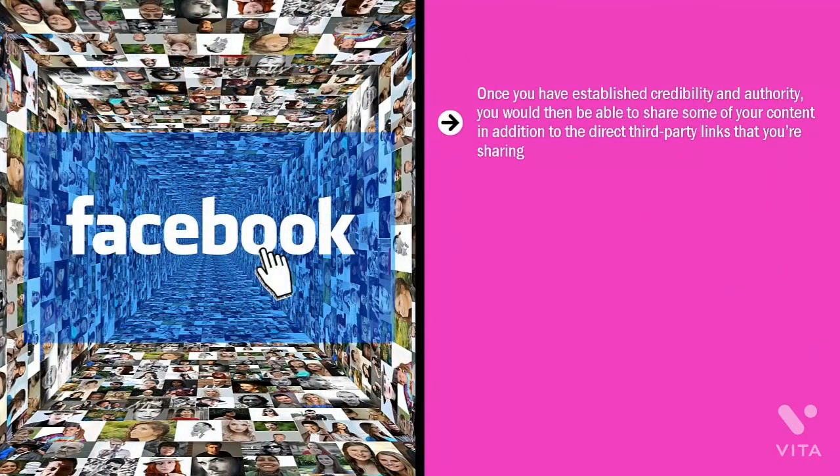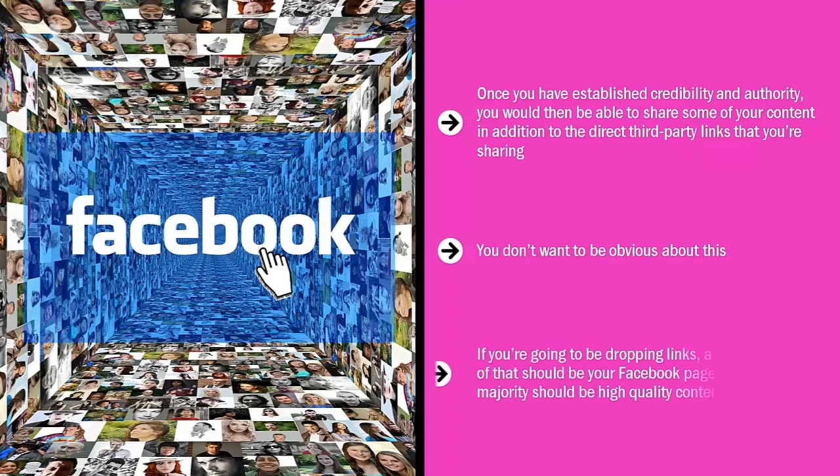Once you have established credibility and authority, you would then be able to share some of your content in addition to the direct third-party links that you're sharing. You should do that to cover your tracks. You don't want to be obvious about this. You don't want to be the account that is so transparent. People can easily see that you are just promoting your Facebook page. People don't like that. It's only a matter of time before they ban you. If you're going to be dropping links, a small percentage of that should be your Facebook page, but the vast majority should be high-quality content.